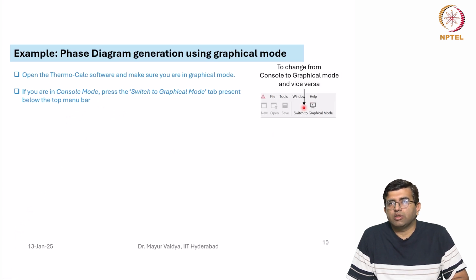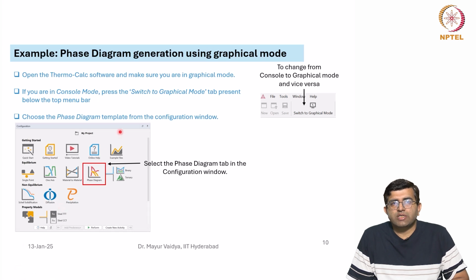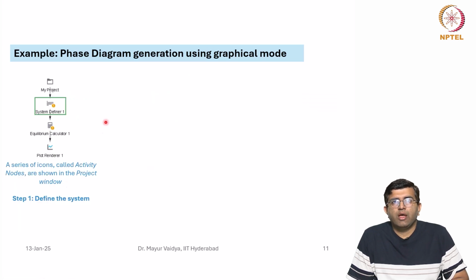So, this is how the tab will look. Now, choose the phase diagram template. You see that there are several tools here. You choose the phase diagram tab in the configuration window. Then you do the phase diagram generation using the graphical mode.